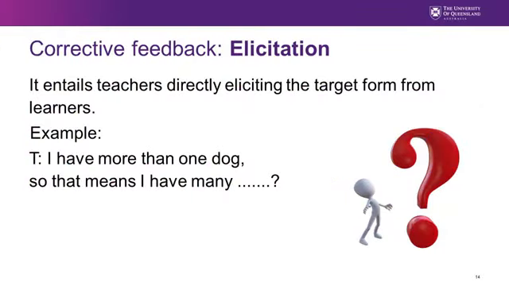Elicitation is when the teacher tries to elicit the target form from learners. This can be done by the teacher eliciting completion of their own utterance, such as, I have more than 1 dog, so that means I have many, and then the teacher would expect the learner to complete their sentence. Or the teachers can use questions to elicit correct forms, such as, how do we say X in English?